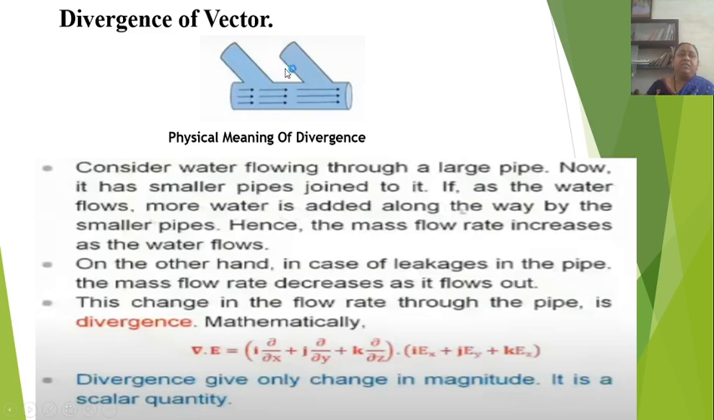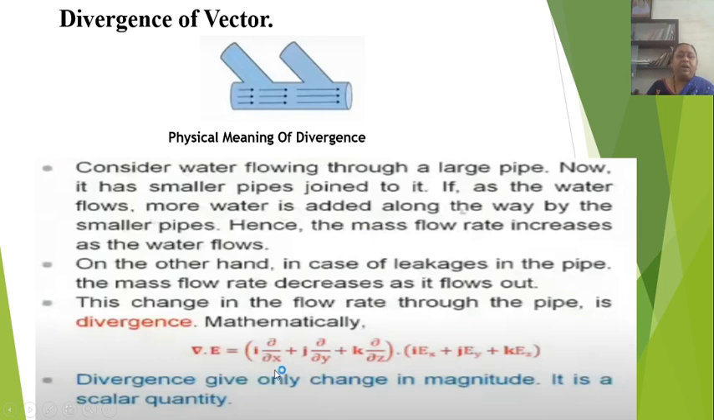Now see divergence of a vector. Now see in the figure. Consider water flowing through a large pipe. Now it has smaller pipes joined to it. As the water flows, more water is added along the way by the smaller pipes. Hence the mass flow rate increases as the water flows. On the other hand, in case of leakage in the pipe, the mass flow rate decreases as it flows out. This change in the flow rate through the pipe is divergence.